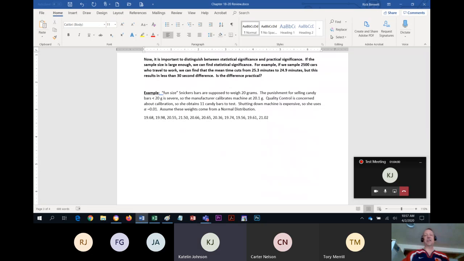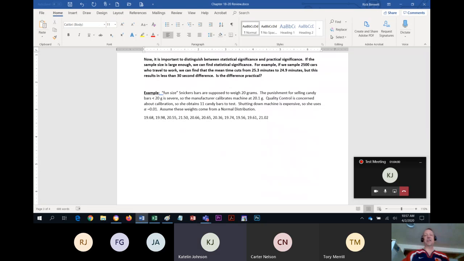The 20 grams is the population mean, because that's what it should be. So you could argue it both ways, but you're not going to get in trouble if it's below 20.1. You are going to get in trouble if it's below 20, right? Because that's what you've put on the label. So I would go with 20 on that one. Does that make sense, Tori? Yeah, that does.